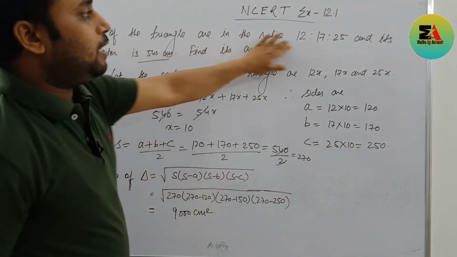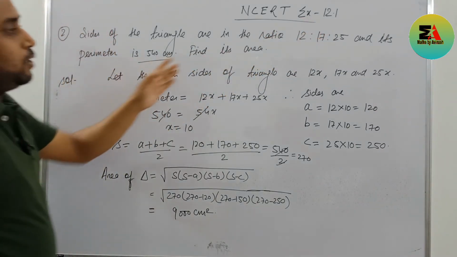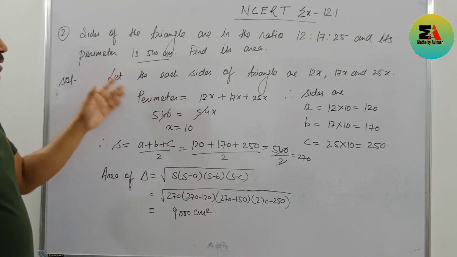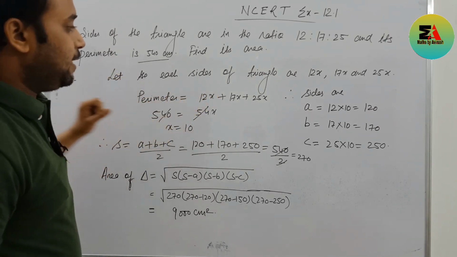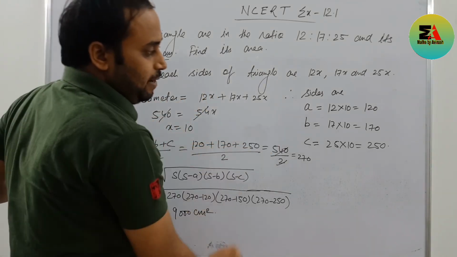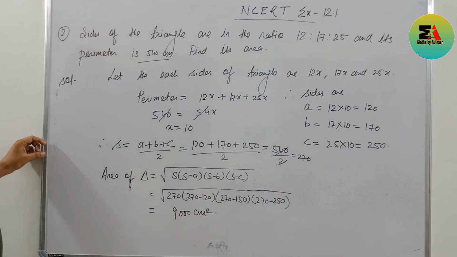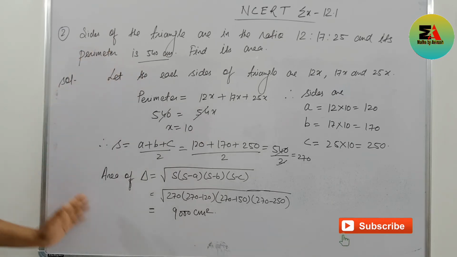What we do: the sides of the triangle are already given in ratio. We write 12x, 17x and 25x. The perimeter is already given. Substitute all the values. The value of x will be 10. Therefore our first side will be 120 centimeter, the second side will be 170, the third side will be 250. And now substitute all the values in the given formula. I hope this one is clear to you.